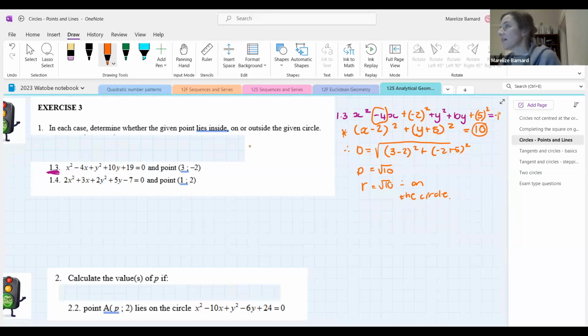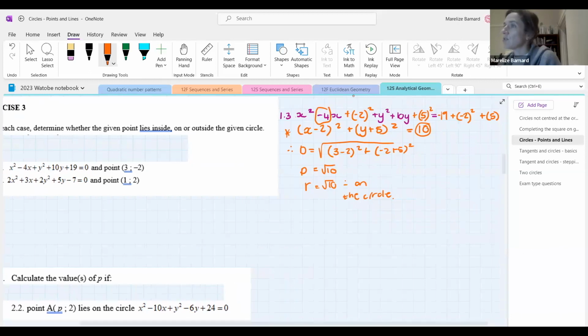Then you take the coefficient of y, which is 10, halve it, that's 5, and square it. So that's +5 squared. But because this is an equation, what you do on one side, you must also do on the other side. So you add the -2 squared and the +5 squared on the other side as well. Okay. And then you make your brackets.